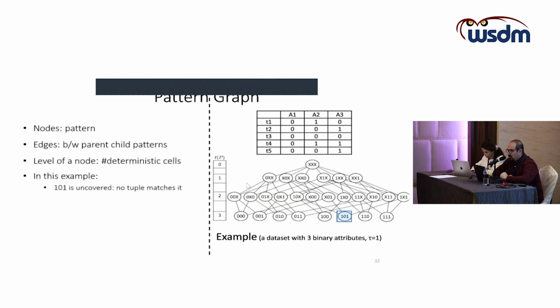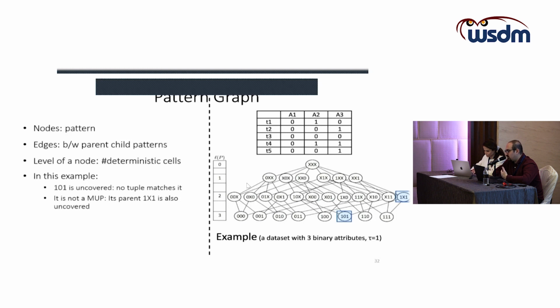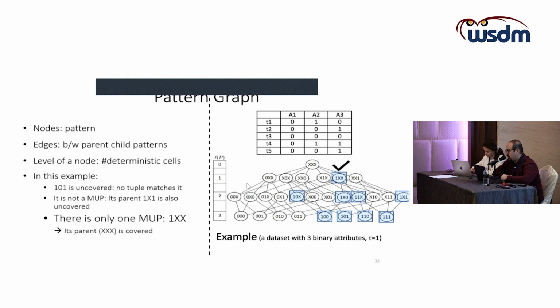So, obviously, 1, 0, 1 is an uncovered pattern because we don't have any sample in this data set that matches 1, 0. Right? And let's suppose that the coverage threshold is equal to that. But its parent, x1, is also uncovered. Therefore, even though 1, 0, 1 is an uncovered pattern, it's not a maximal one. And then our job is to identify just the topmost uncovered patterns. And in this case, it's 1x.